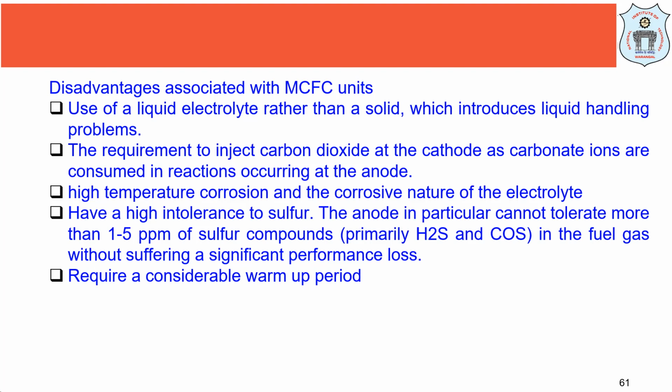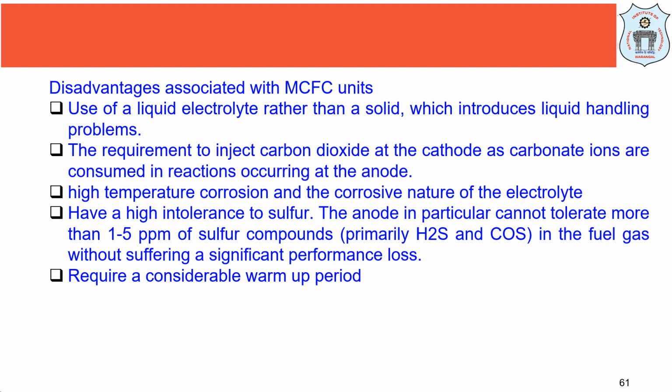Since operating temperatures are very high, obviously there is corrosive nature. When there is mishandling of things, we are going to have more corrosion taking place. And remember, these molten carbonate fuel cells have very high intolerance to sulfur. So when you talk about flue gases or any coal gases coming in, sulfur content should be very low. The ppm level of sulfur components, either H2S or COS, should be less than 1 to 5 ppm. That we have to take care of. Okay, and it requires a considerable warm up period. That's the startup time required for this.